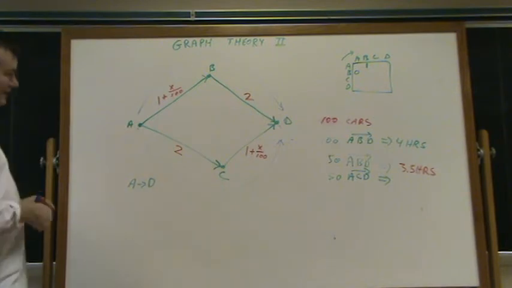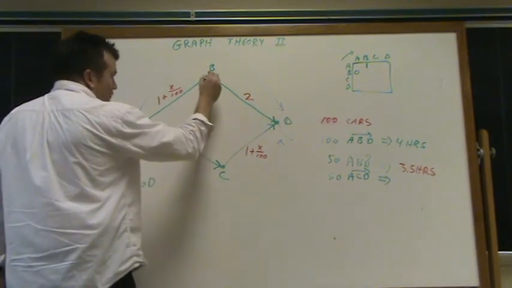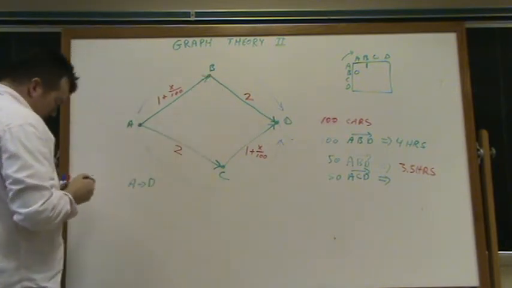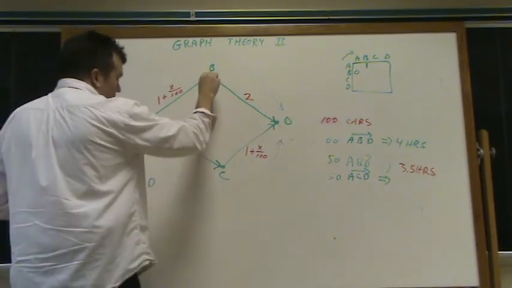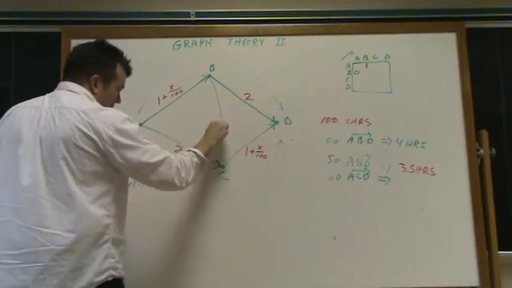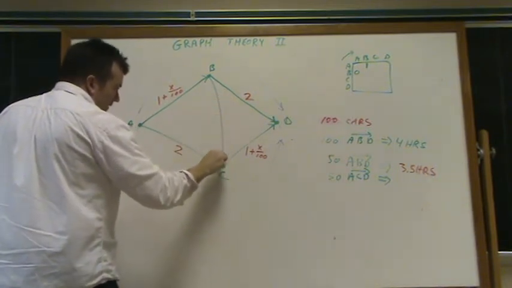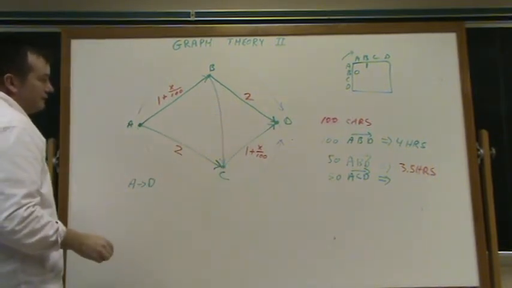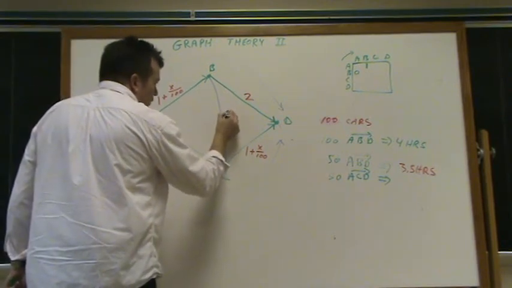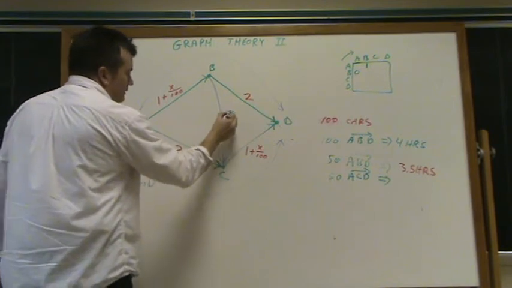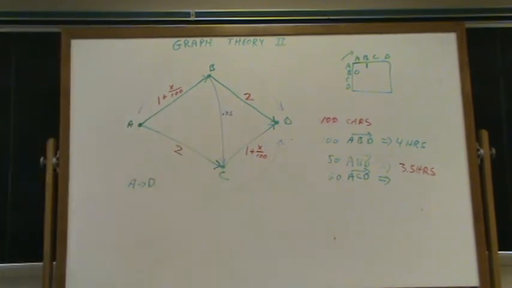Now, what if a new edge was added from B to C? The police come in and open up a new road that goes from B to C. And this road only takes 1/4 of an hour, 15 minutes, to get there.